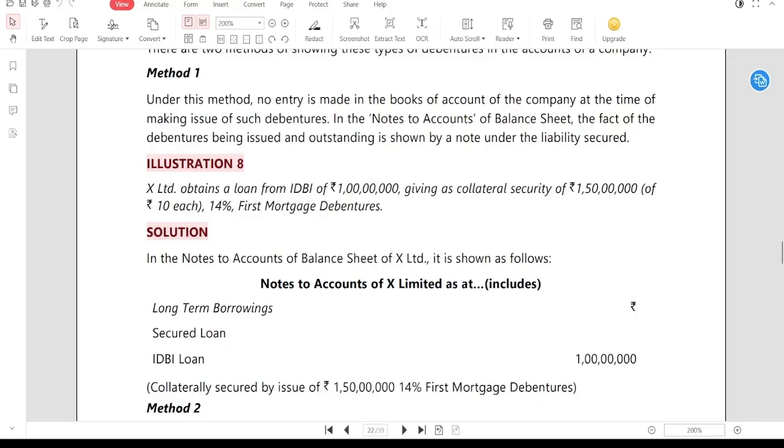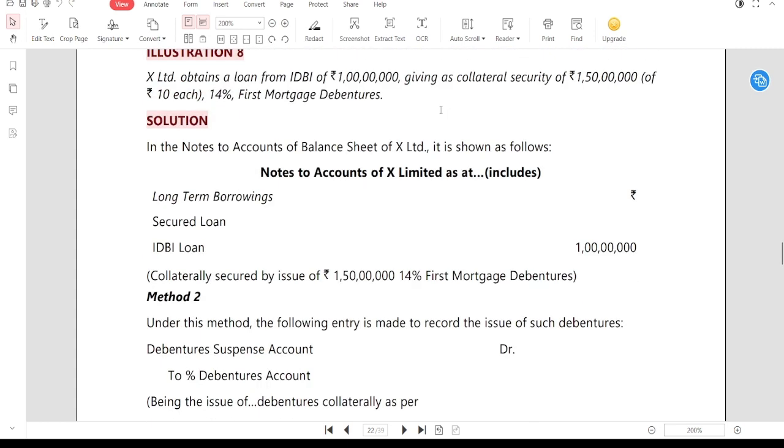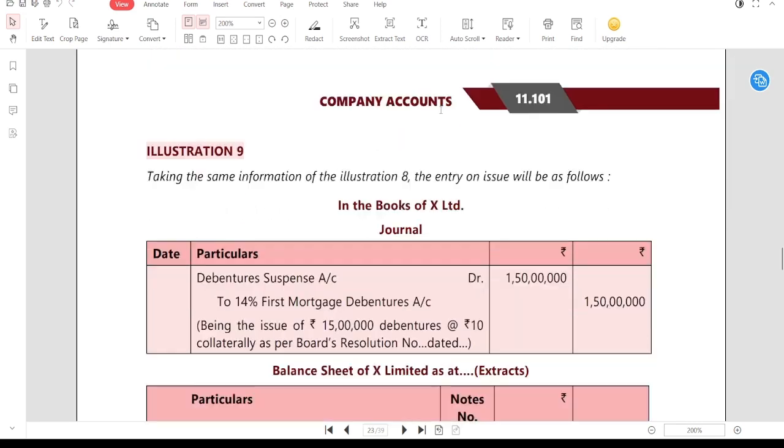See, collaterally secured by issue of 1 crore 50 lakh 14% first mortgage debenture. That is clearly given. Okay, the same way we discussed, that is written here. Now just move to method 2. Okay, let's go to method 2. If we carry the same example into method 2, what will happen? See, guys.